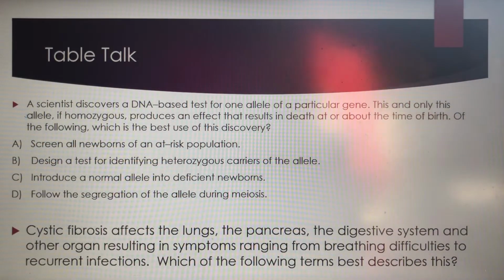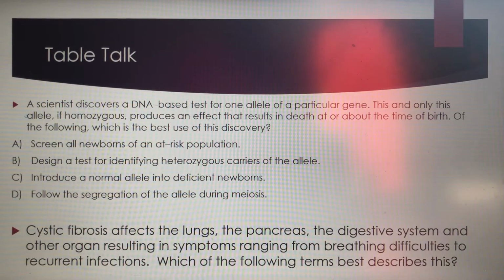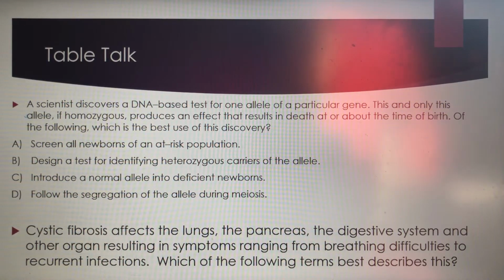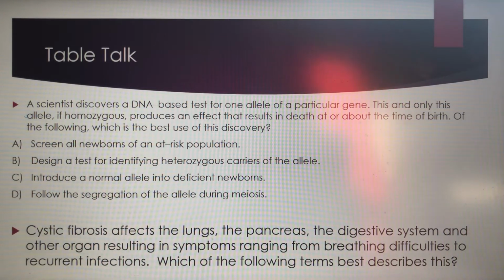Okay, so let's look at these table talks. A scientist discovers a DNA-based test for one allele of a particular gene. This and only this allele, if homozygous, produces an effect that results in the death at or about the time of birth. Of the following, which is the best use of this discovery? If you'd like to figure this out on your own, go ahead and pause.